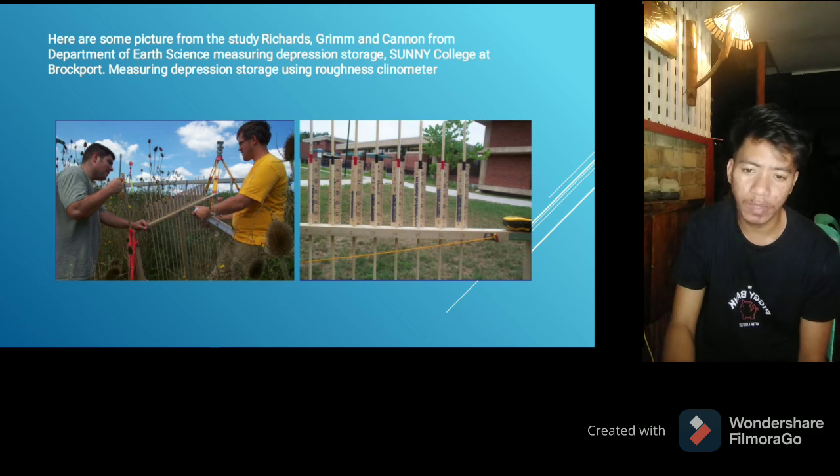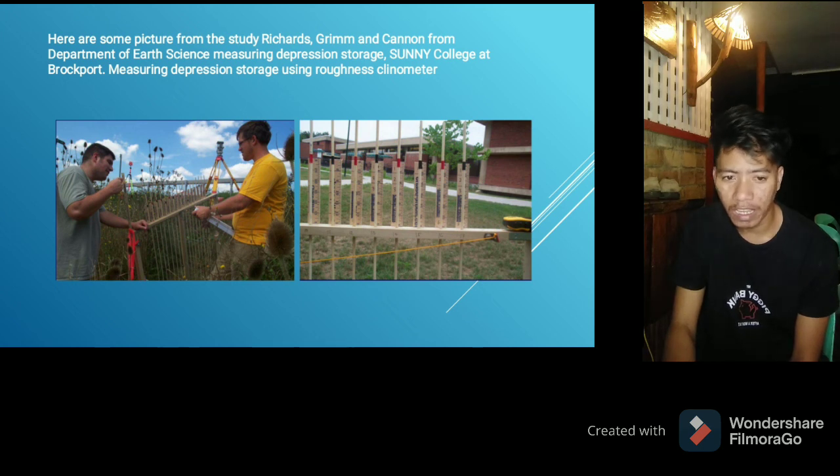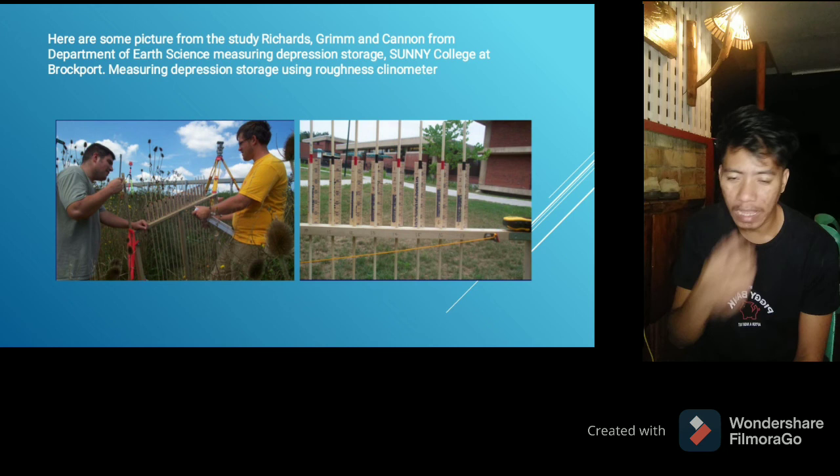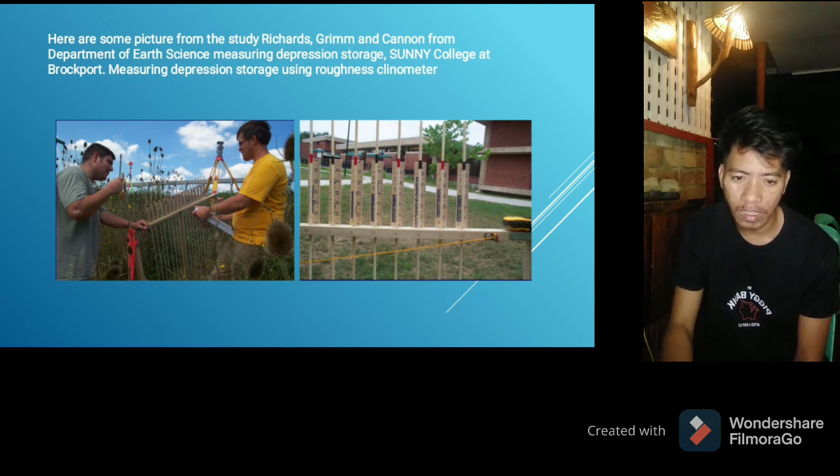So here in the picture you can see the study of Richard Grimm and Cannon from the Department of Earth Science measuring depression storage at SUNY College at Brockport. So here they are measuring the storage using a roughness clinometer.